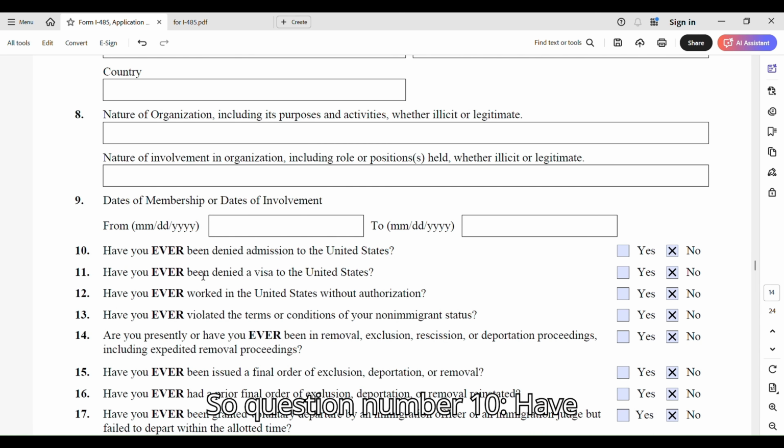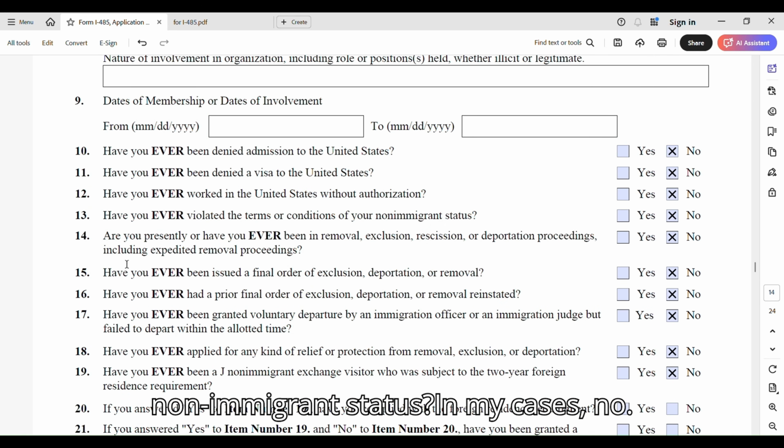Question number 10. Have you ever been denied admission to the United States? In my case, it is no. Question number 11. Have you ever been denied a visa to the United States? In my case, it is no. Question number 12. Have you ever worked in the United States without authorization? In my case, it is no. Question number 13. Have you ever violated the terms or conditions of your non-immigrant status? In my case, it is no.